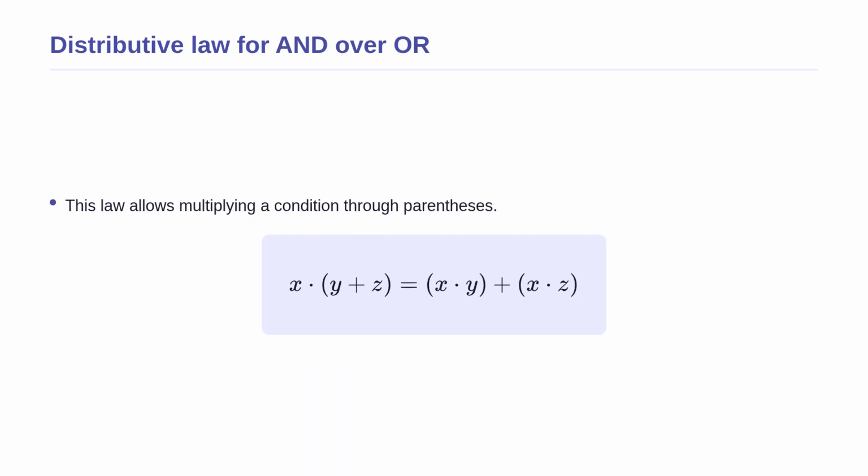Just as OR distributes over AND, we have a second distributive law, which looks much more like the algebra you learnt in high school. This law states that if you require condition x to be true and you require either y or z to be true, you can multiply the x through the parentheses. It is logically equivalent to saying I need x and y or I need x and z. This rule is incredibly useful for expanding complex logical statements into simpler, more manageable parts when designing digital circuits.